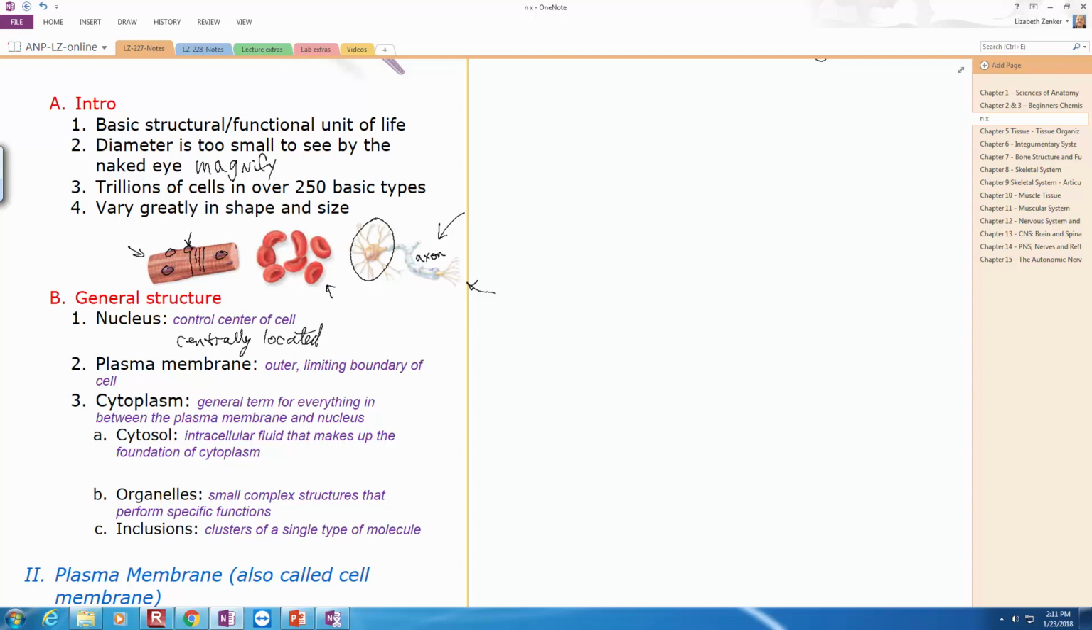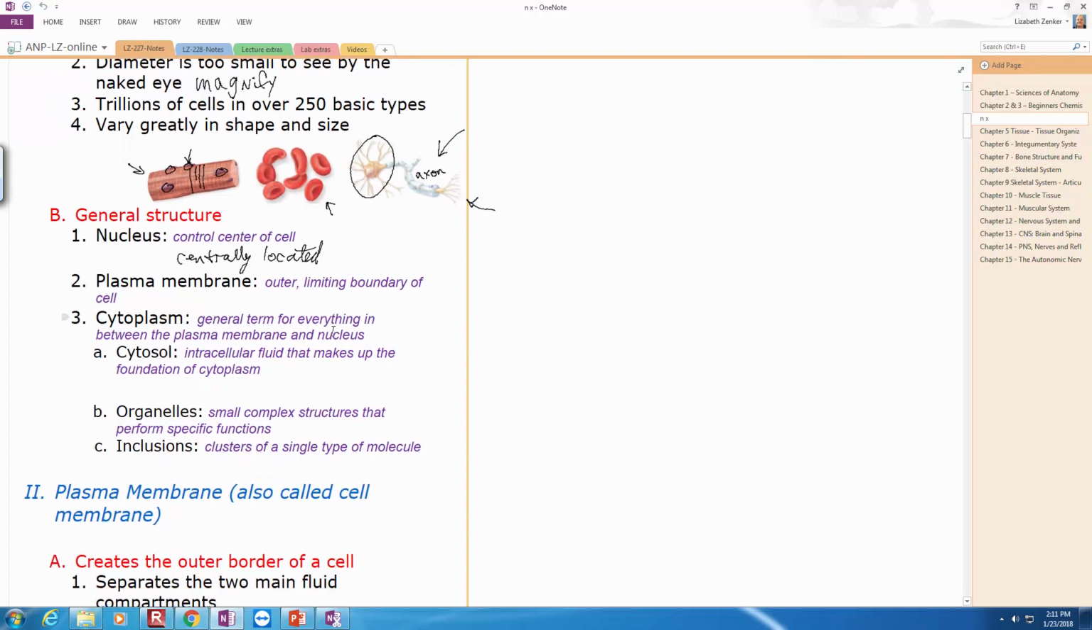Organelles are structures that perform specific functions. Small complex structures that have specific functions. We can't see these with the microscope. You would actually need what's called an electron microscope. What they do is take electrons and bombard the specimen, and it looks like a very grainy picture. That's how you can tell it's an electron microscope picture. And inclusions are clusters of a single type of molecule.